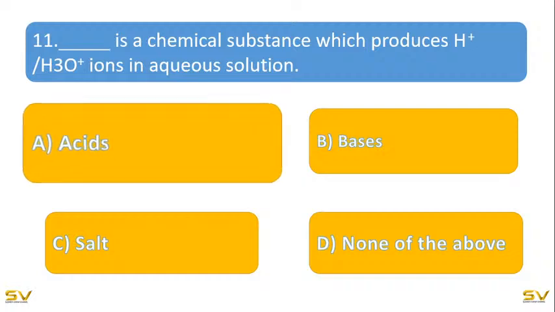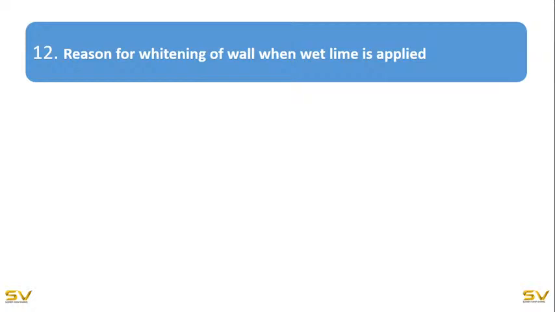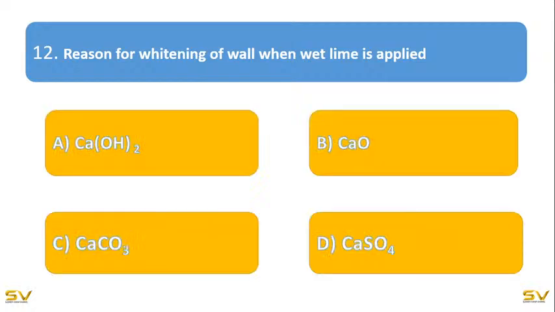Yes, its option is correct. A, so A is correct. Now coming to the next one. Reason for whitening of wall when wet lime is applied. So when wet lime is applied, whitening of wall occurs. What is the reason for that? Is it Ca(OH)2, CaO, CaCO3, or CaSO4?